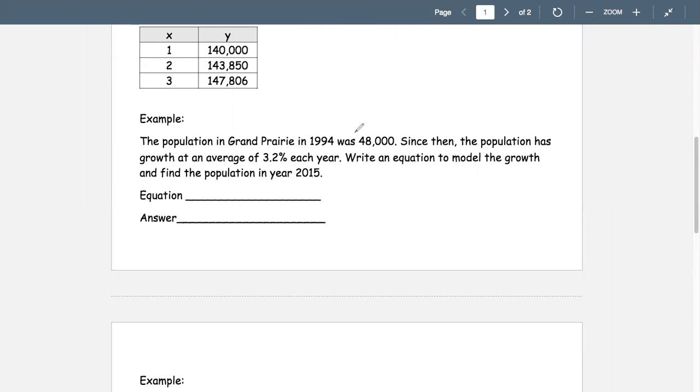The population in Grand Prairie in 1994 was 48,000. Since then, the population has grown at an average of 3.2% each year. Write an equation to model the growth and find the population in year 2015. I think that's when I made this, because obviously this is outdated. Okay, so let's remember the equation y equals a times b to the power of x, that's what we're looking for. Okay, so I want your brain juices thinking.